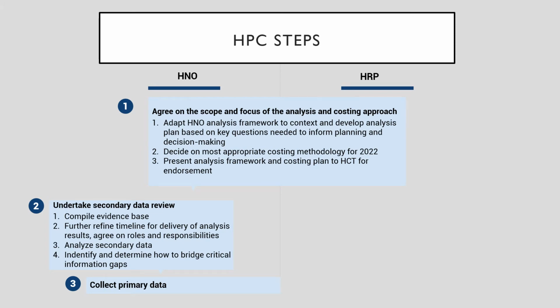So let's zoom into a bit more detail to illustrate this point further. Here we see step 1, agreeing on the scope and the focus of the analysis. In this step, one adapts the HNO analysis framework, which is the same as the JIAF analysis framework in most cases, and develops an analysis plan based on the key questions needed to inform planning and decision making.